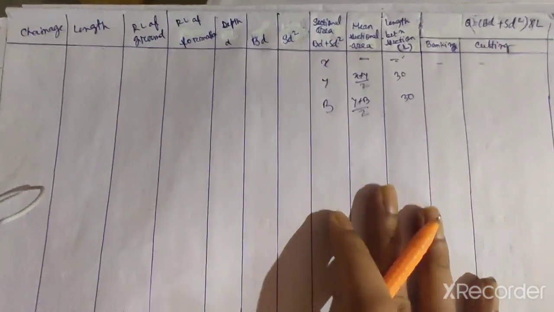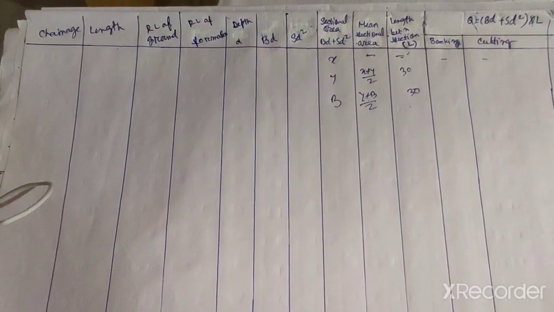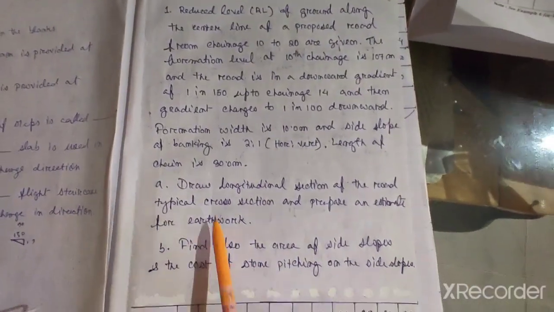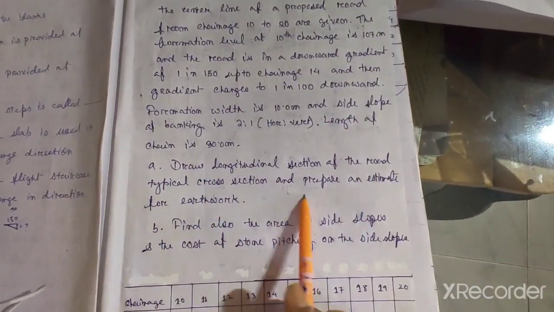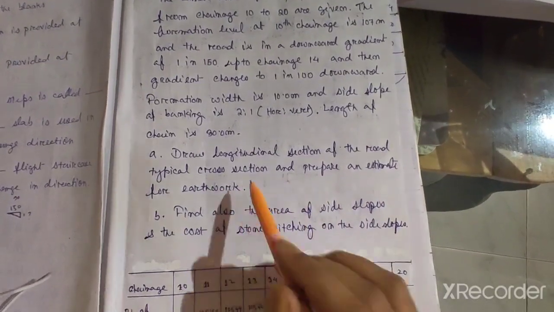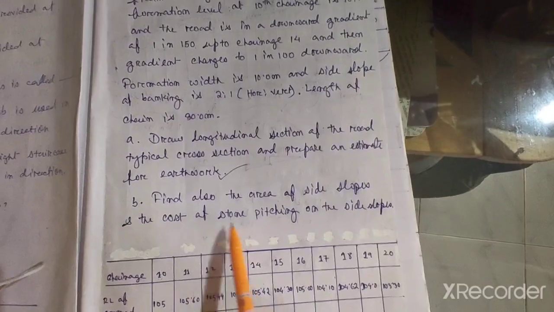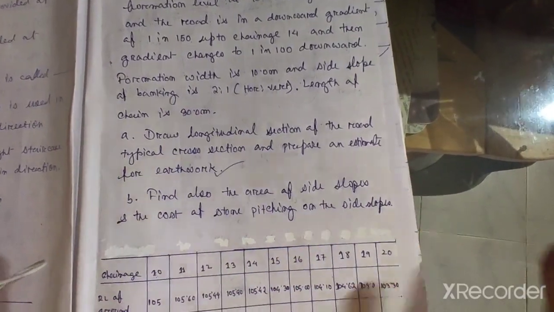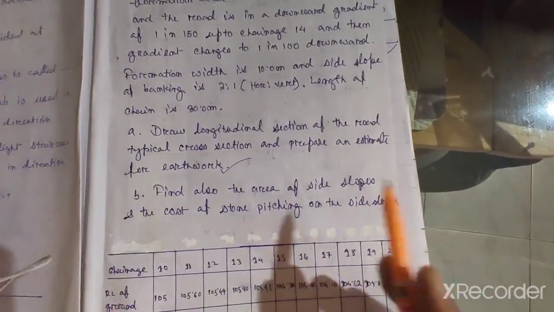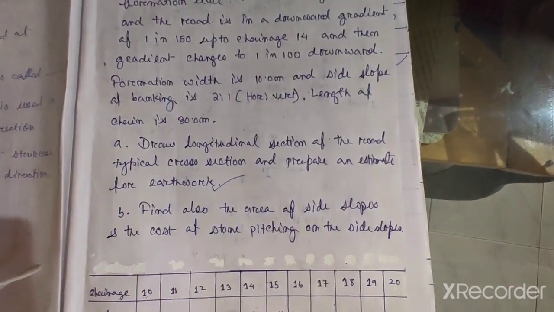So we need to complete this table. This was the given question: draw the longitudinal section, typical cross section, prepare an estimate for earthwork. We have done all these things. Now find the area of side slopes and the cost of stone pitching on the side slopes. This part we will do in the next video, because this video has already become too lengthy.